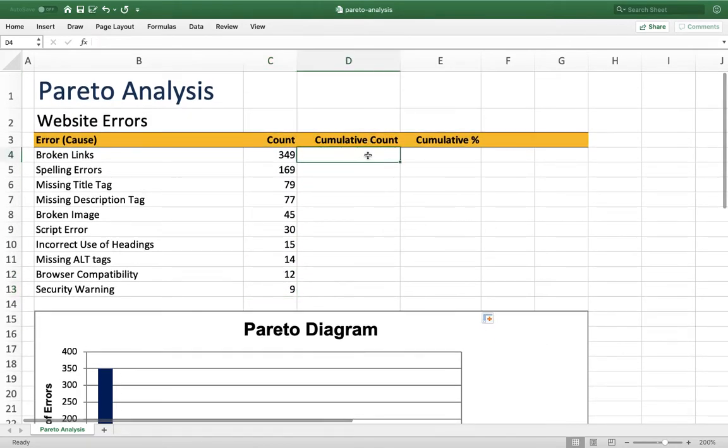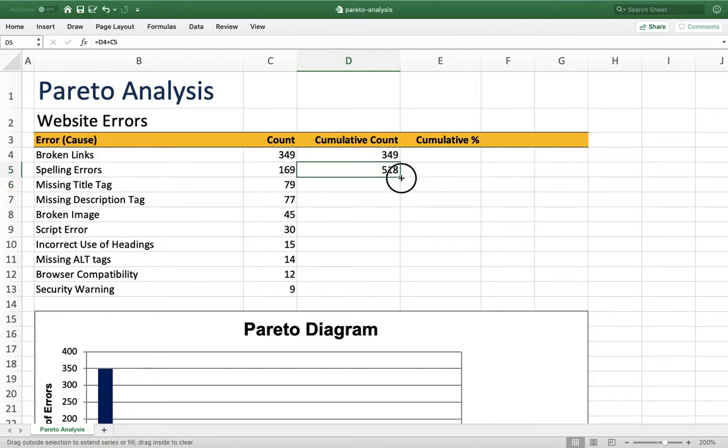The first thing we do when we're creating a Pareto is we get a cumulative count. Remember, our cumulative count or cumulative frequency begins with the first frequency, and then from there we add the next frequencies.